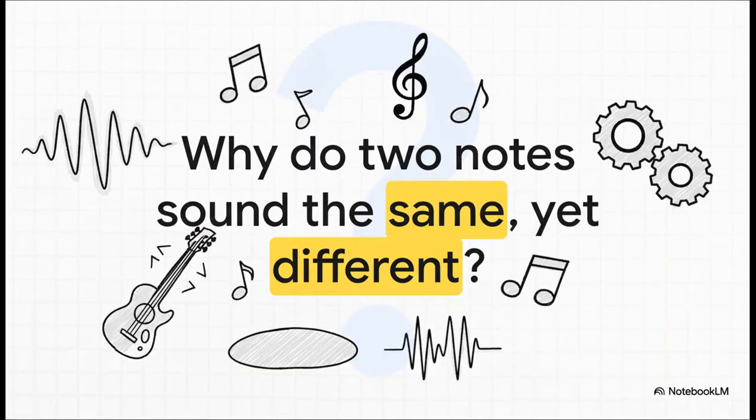So that's the big question, isn't it? How can two sounds be identical and distinct at the very same time? It sounds kind of like a riddle, but it's actually rooted in some really beautiful, simple science. So let's pull back the curtain on this fundamental building block of pretty much all music.